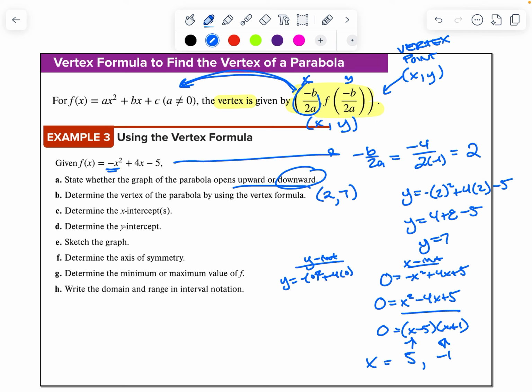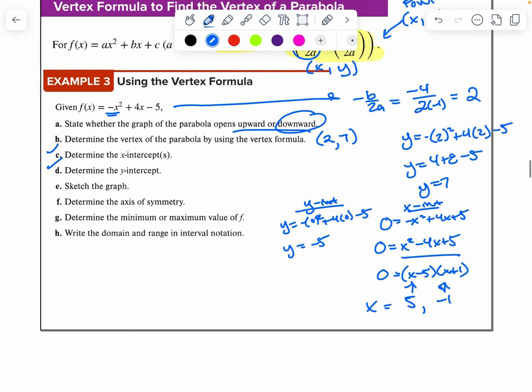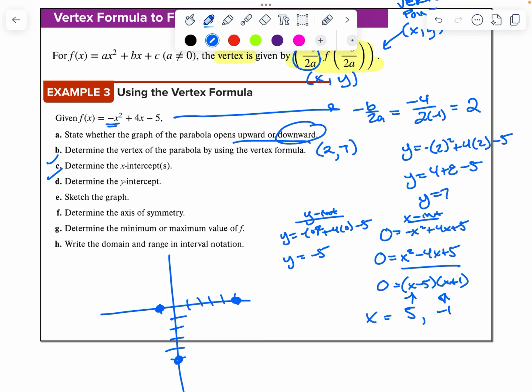Sketch the graph. So we'll sketch all of our points here. We have the x-intercepts at 5 and at negative 1, a y-intercept at negative 5. What else do we lack here? Our vertex is at 2, 7. Oh man, we messed something up here. Y-intercept is at negative 5. Vertex is at 2, 7.